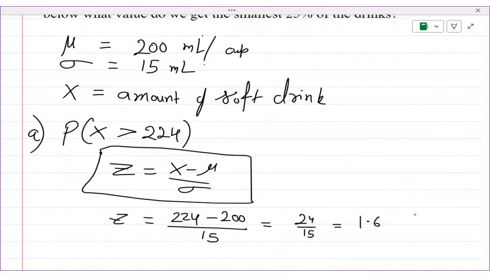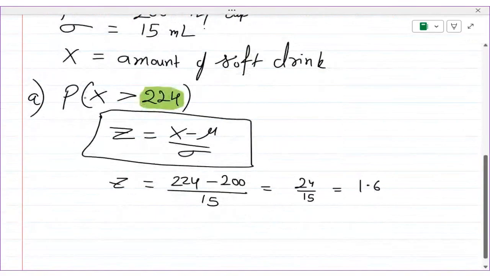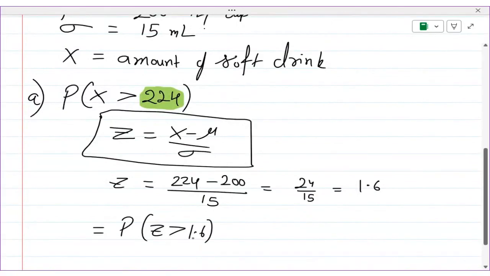Students, is this clear? What I have done: whichever probability we have to find, first we convert it in terms of z. Here I have to find the probability for 224, so I am converting this 224 in terms of z. This becomes 1.6. So now instead of finding the probability of x greater than or equal to 224, we will find the probability of z greater than 1.6.